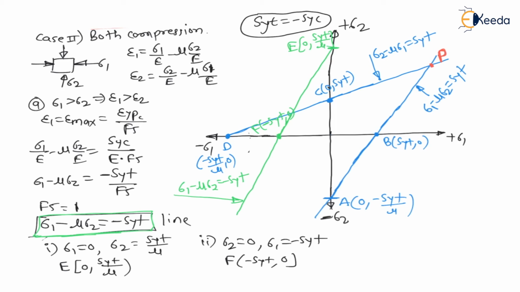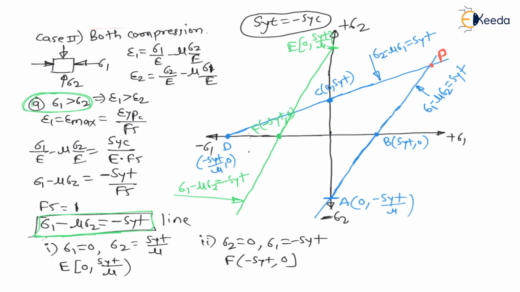Sigma 1 minus mu sigma 2 is equal to minus SYT. This will be the equation of line EF, right? Because E and F fall on this line, they must satisfy this line equation. Now again, here what we have considered? Here we have considered sigma 1 greater than sigma 2.